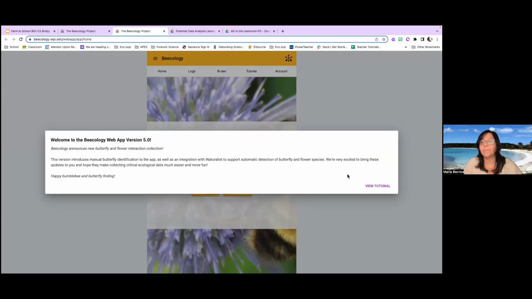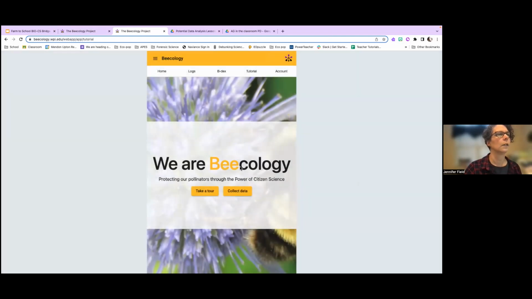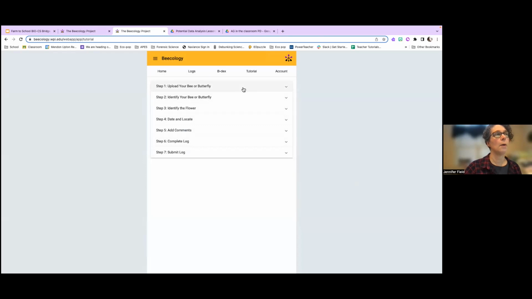I do the same thing. So what you notice when you click on it is it automatically opens up a tutorial about how to upload your image. This year they're starting butterflies also, which is kind of exciting. That's new for us. So butterflies or bumblebees. So you would just follow through these steps to do it.